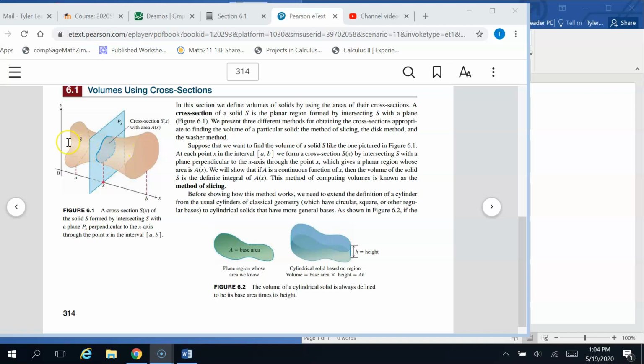So here you can kind of imagine if I move this plane through my object, my cross section is going to change as I progress through it. So to fix that, so that we can actually find the volume of the object, we need to come up with a function of the cross-sectional area as we move from A to B along the x-axis here.